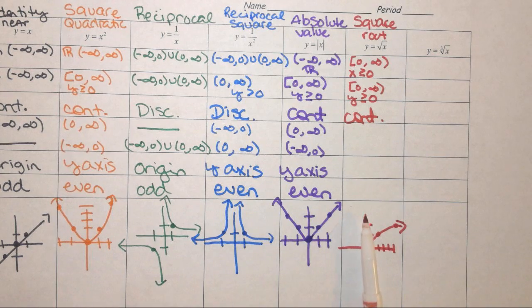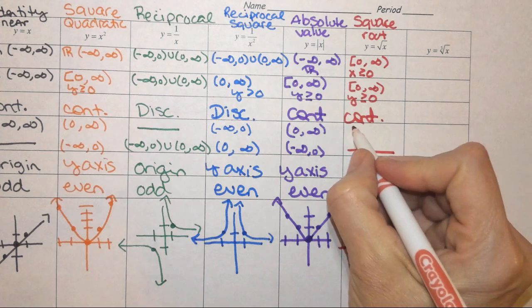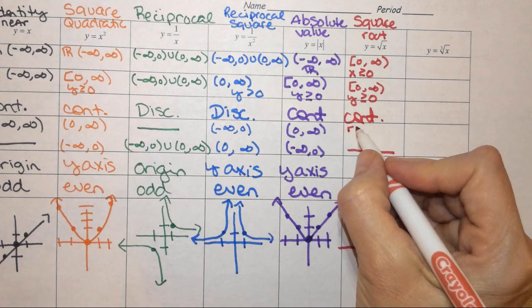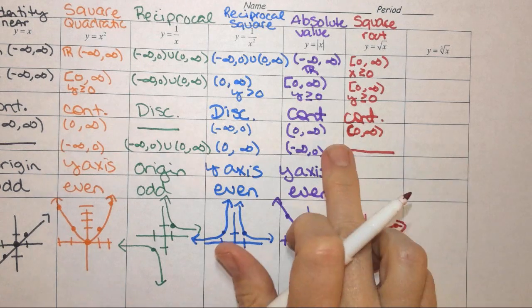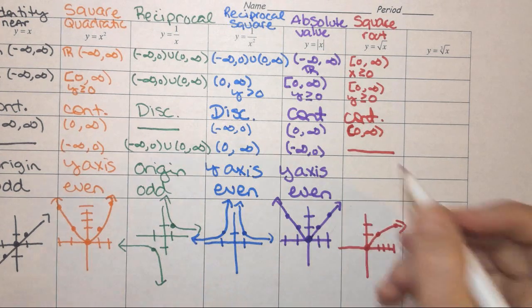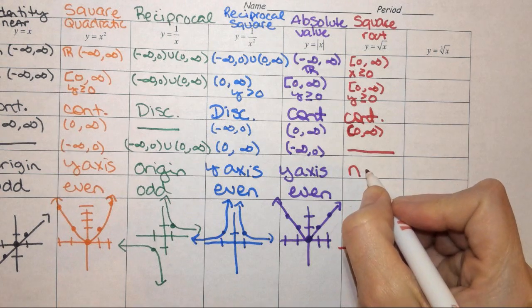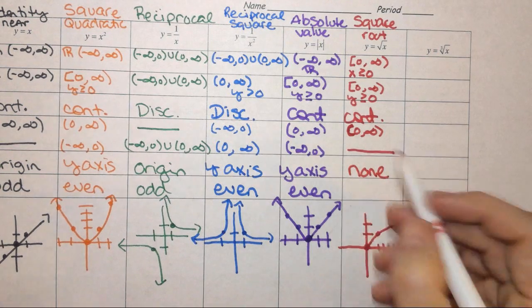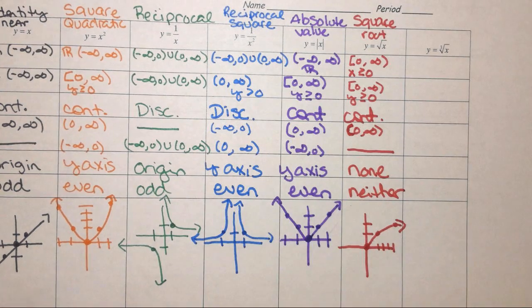As I go from left to right, I'm only increasing, so there is no decrease, and I'm increasing from 0 to infinity. That's a turning point, so that's actually a parenthesis, not a bracket. This is not symmetric to the y-axis, and it's not symmetric to the origin. So this is a none. Because it's a none, it's also neither even nor odd.